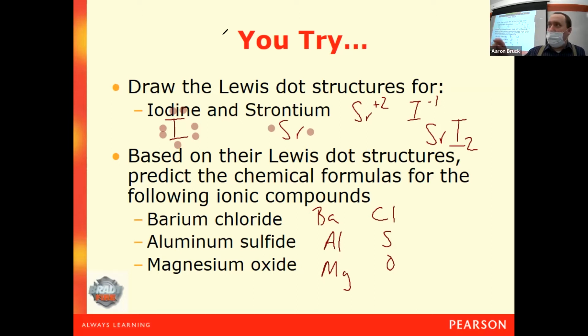So for barium, we have to recognize barium is an alkaline earth metal. It's in group 2A. It has a +2 charge. The chlorine is a halogen. It's got a -1 charge. The charges are not the same, so we've got to cross them up. We get barium chloride, BaCl2.